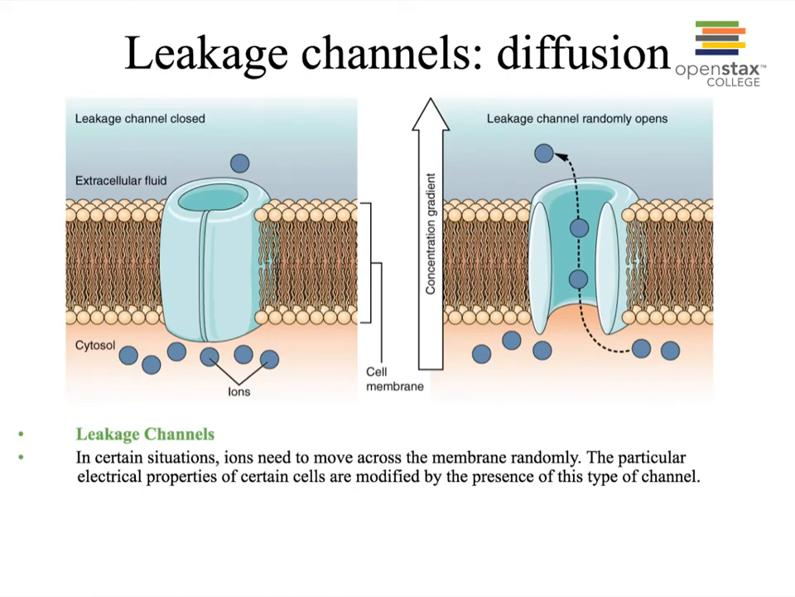So again, the leakage channels, these are the ones that are not gated, and they just will randomly allow the electrolytes, or the ions as they're calling them here, same thing, to diffuse across. They're going to be diffusing down the concentration gradient from an area of high concentration to an area of low concentration. Again, there is no signal being transmitted here. It's simply helping maintain the concentration gradient.